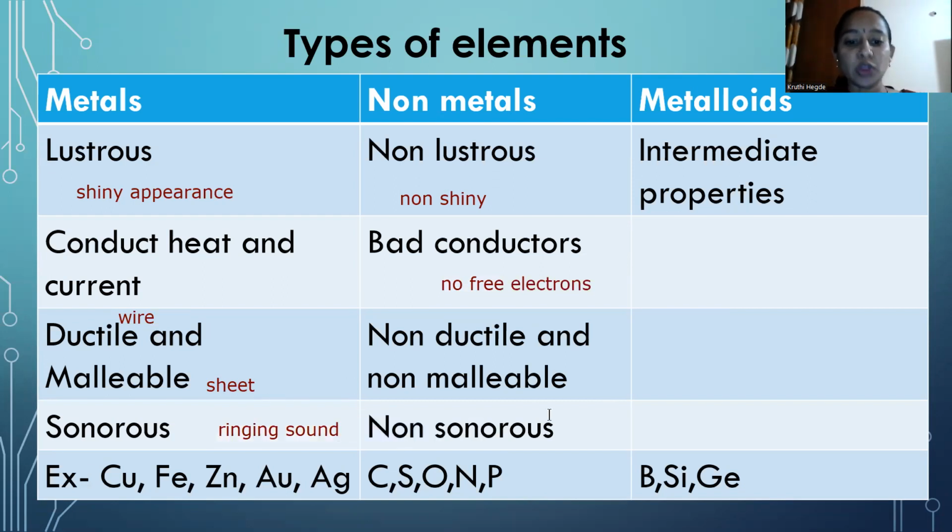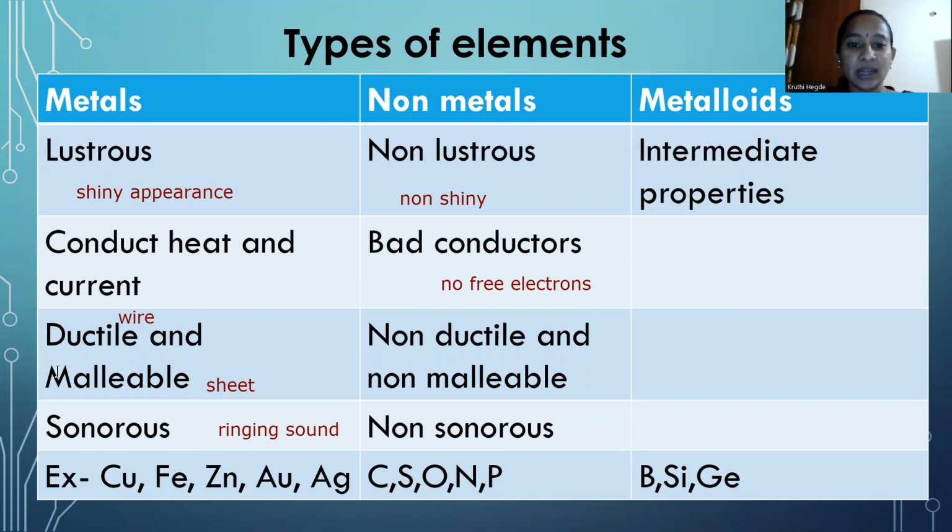Non-metals are non-sonorous. Examples for metals: Cu, copper; Fe, iron; Zn, zinc; Au, gold; Ag, silver. Non-metals: carbon, S, sulfur, O, oxygen, N, nitrogen, P, phosphorus. Metalloids generally have intermediate properties of metals and non-metals. The examples are B, boron; Si, silicon; Ge, germanium.